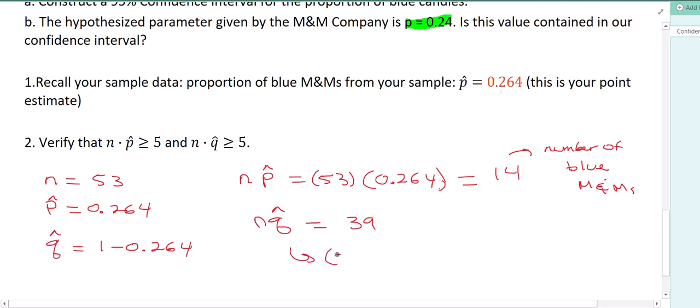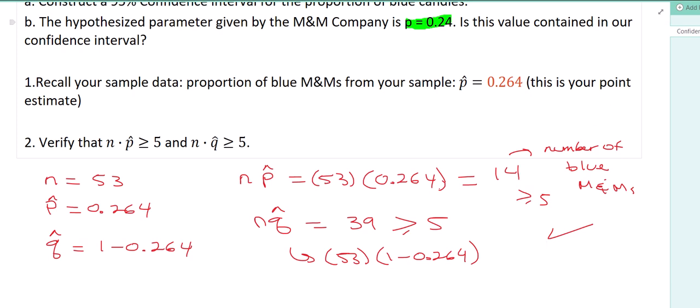If we do 53 times 1 minus 0.264, we should get 39 and change, so we can round to 39. So that adds up to 53. Are they more than 5? Yes, that is definitely greater than 5, and that is definitely greater than 5. So it meets the criteria for approximating this binomial distribution with a normal distribution.